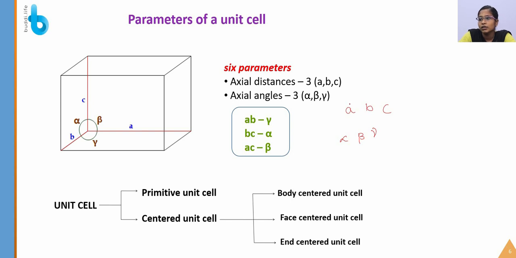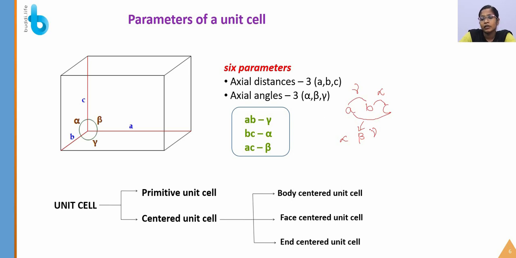So the angle between AB is gamma. You can remember it in this way: the angle between AB is gamma, AC is beta, whereas BC is alpha. So though you change the position of A, B or C, the angle between AB will always be gamma, the angle between BC will always be alpha, and the angle between AC will always be beta.